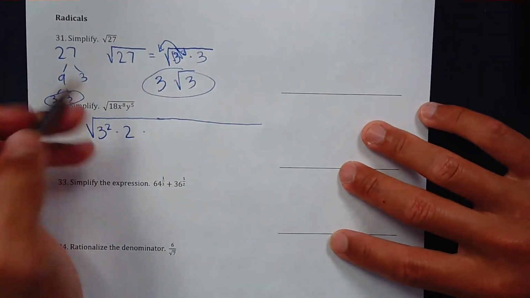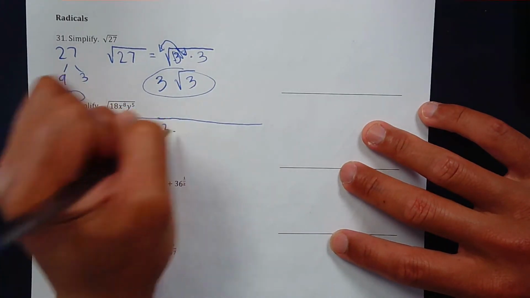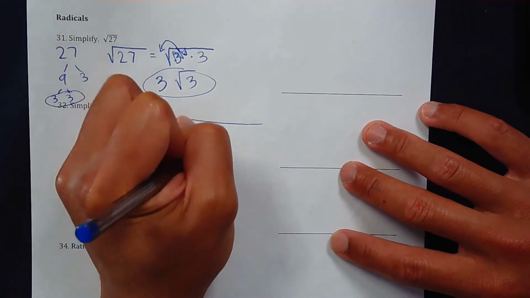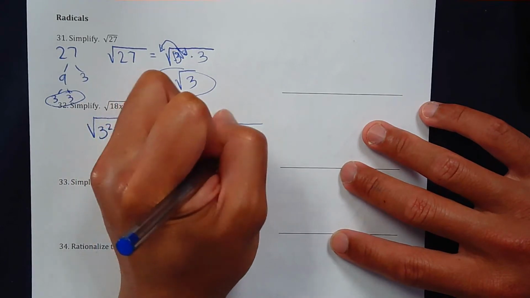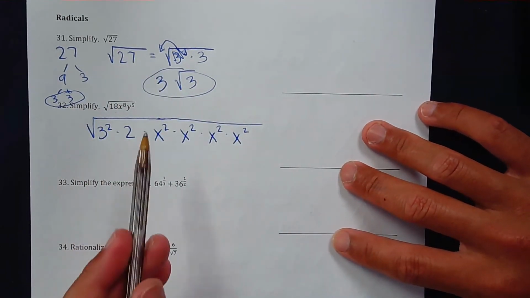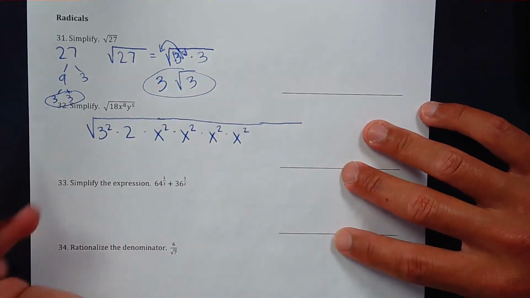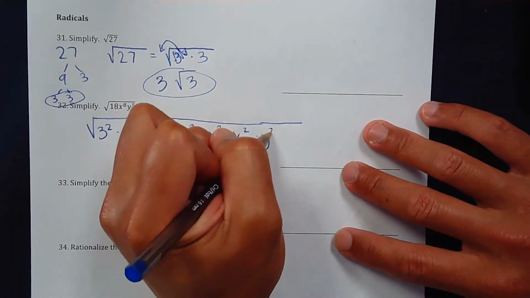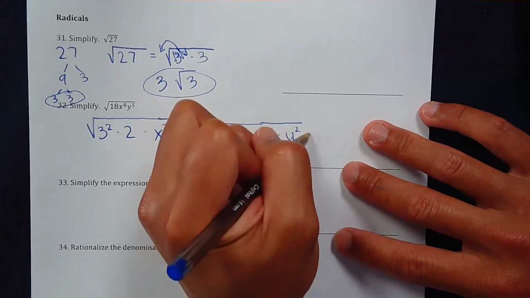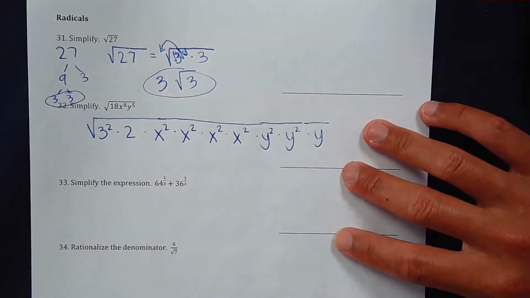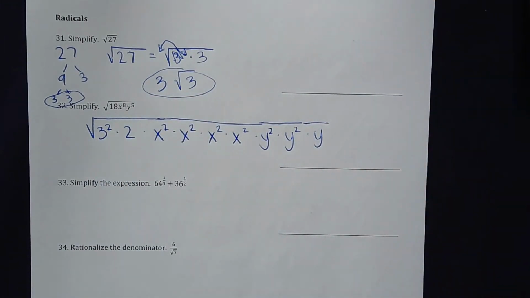So x to the 8th, we can write as x squared multiplied by x squared multiplied by x squared multiplied by x squared. Right, remember our exponent rules? That's still x to the 8th power. And then we could rewrite y to the 5th as y squared multiplied by y squared multiplied by y. All right, now we want to take out squares just as we did with problem number 31.